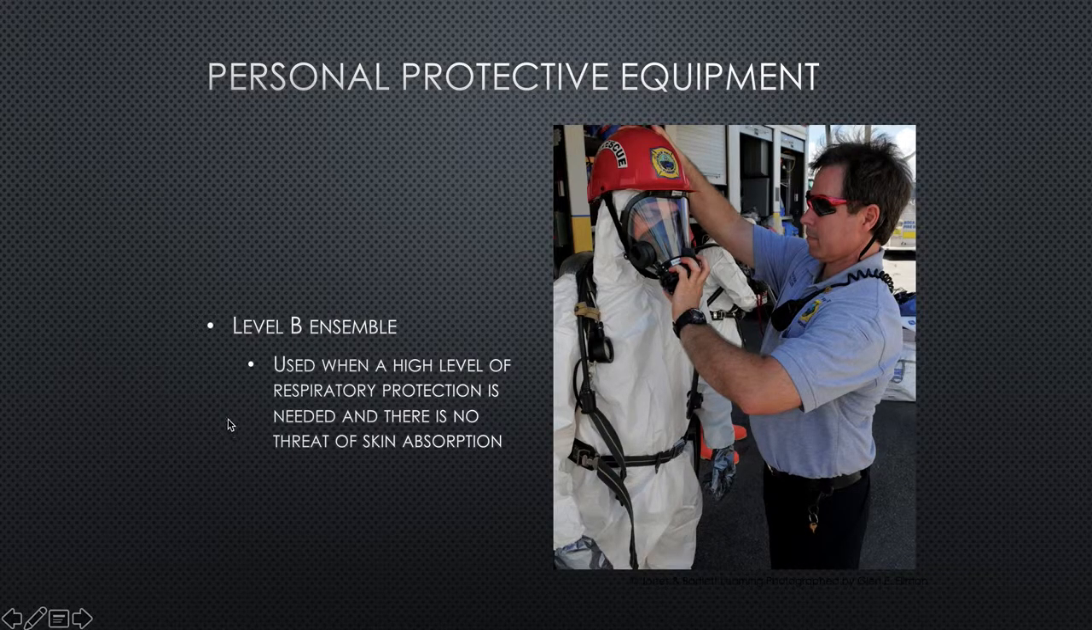A level B ensemble is used when a high level of respiratory protection is needed and there is no threat of skin absorption. Okay, so this is going to provide you with a pretty good airtight seal, all right, but this suit isn't going to provide as much protection if a corrosive or acidic type chemical were to come in contact with it. It's not fully encapsulating. It's worn with SCBA or supplied air on the outside of the suit, and usually worn by responders who are performing decon.